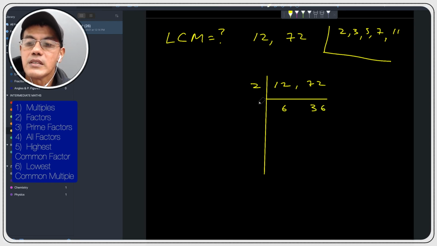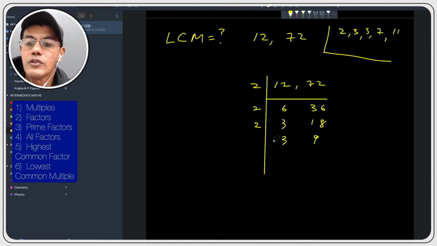And what other number? We can go with 2 again. 2 into 6 will be 3. 2 into 36 will be how much? 18. Now, can we do 2 again? Yes, we can do 2 because in 18 we still have a factor of 2. So 2 into 3 can't go, and because it can't go, you repeat the 3, and 2 into 18 will be 9.